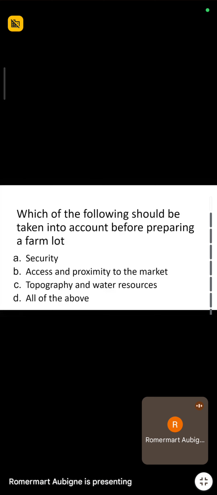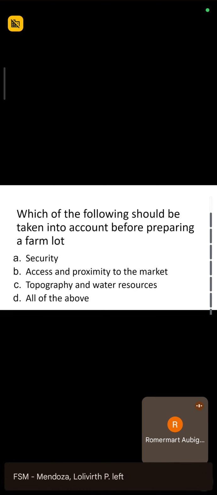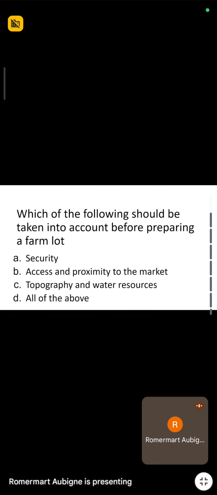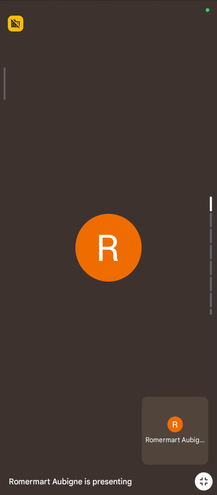Usually talaga pag may all of the above. So, we need security. We need to take into account also the access and the water resources. So the answer is all of the above.